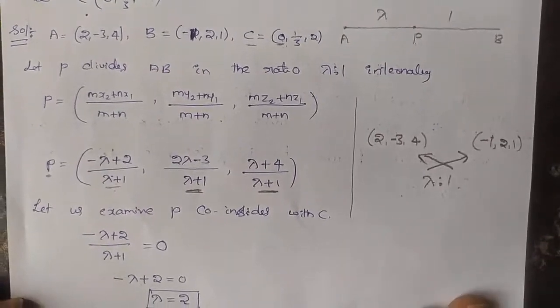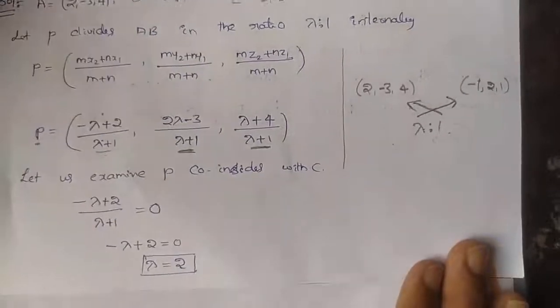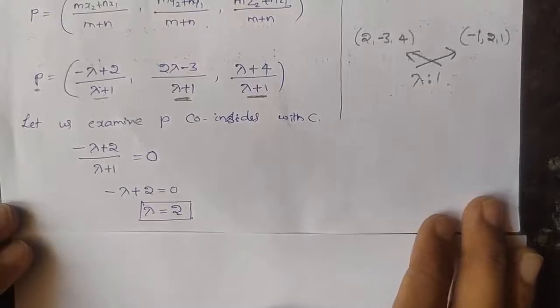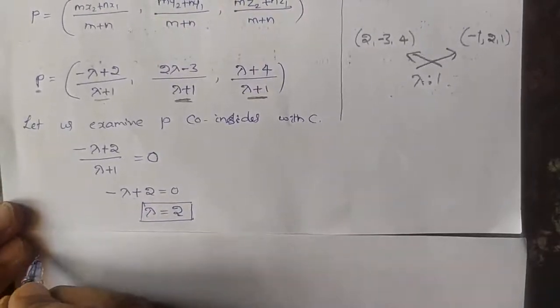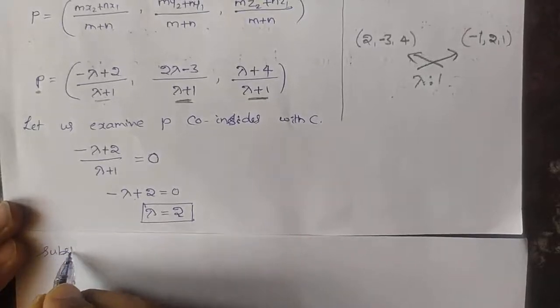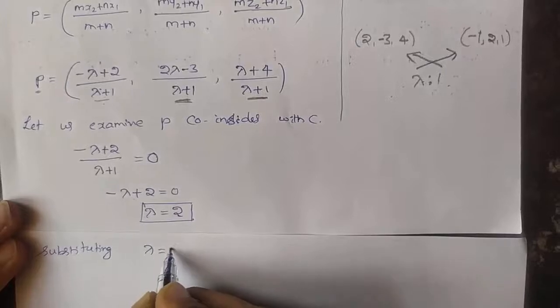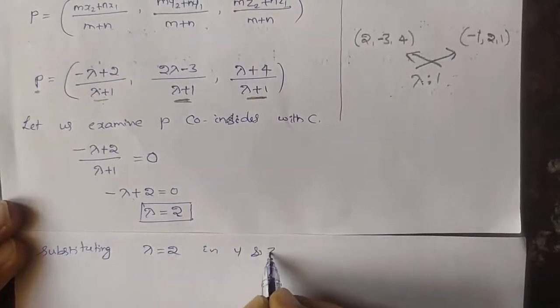Now let us substitute the lambda value in the y and z coordinates. Let us substitute. Now substituting lambda equals 2 in the y and z coordinates.